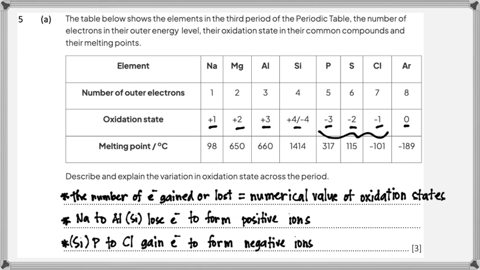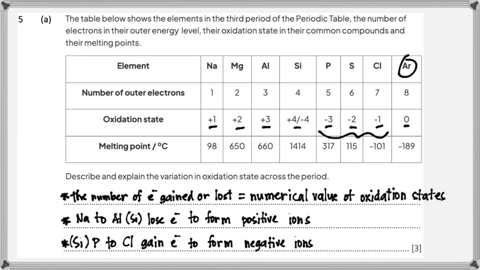Since this is only 3 marks, we can mention 3 points, but apart from the answers that I've mentioned here, we can also say that silicon gains and loses electrons. Again, we're just describing, looking at the given data from the table. So silicon gains and loses electrons, and silicon can form a positive or a negative ion. And we can also say something about argon. Argon neither gains nor loses electrons because argon does not form ions.